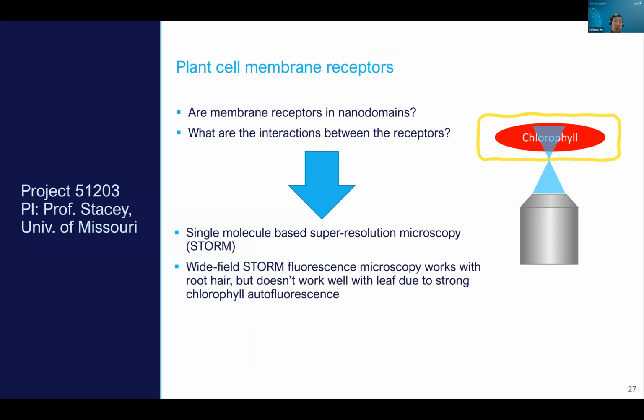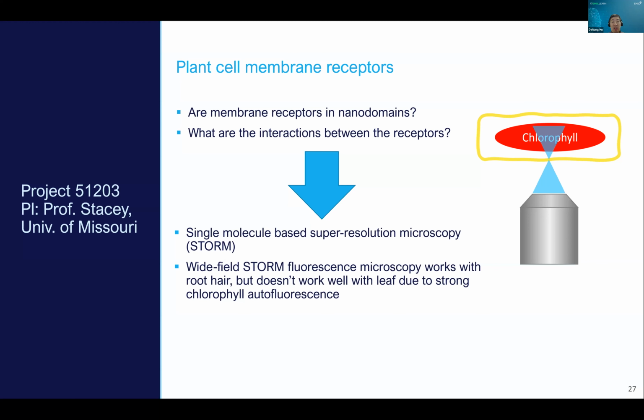Then the third project I'm going to show is from Professor Stacey at the University of Missouri. He's interested in plant cell membrane receptors. There are hundreds of receptors at the plant cell membrane for different functions. So he asked the question: are those receptors in some nanodomains? What are the interactions of different receptors? Do they form dimers, colocalize, or stay in the same nanodomains or different nanodomains?